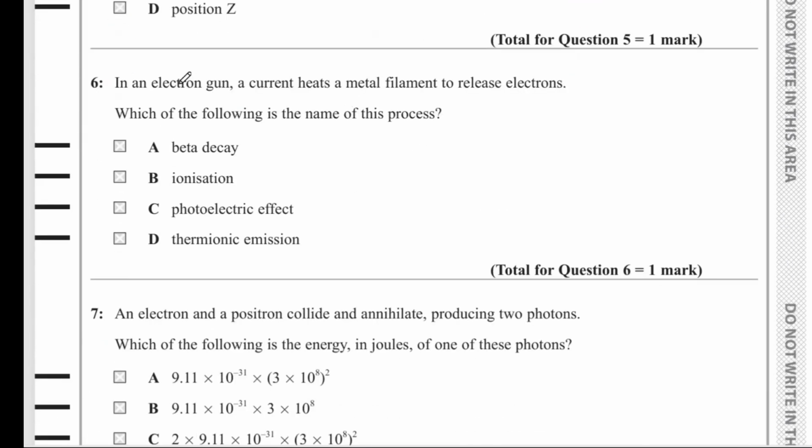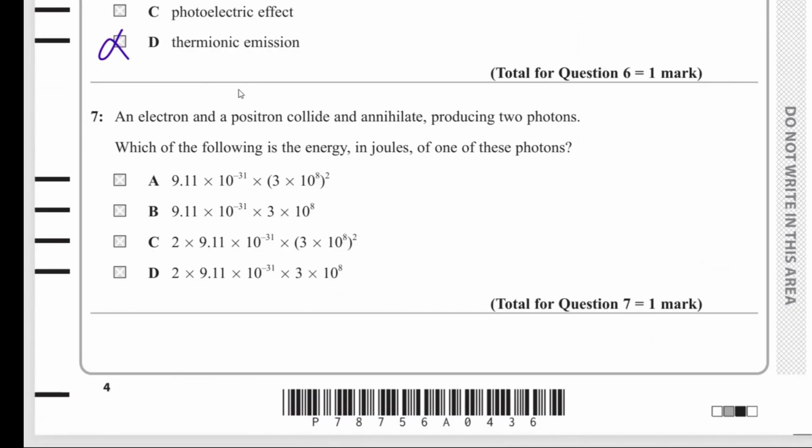And then I've got this question number 6. In an electron gun, a current heats a metal filament to release electrons. So remember that whenever you heat a metal, it is going to release some sort of electron. This process is known as thermionic emission. Therm for the heat, ionic for the charge release, and that is why this is a very important process, thermionic emission.